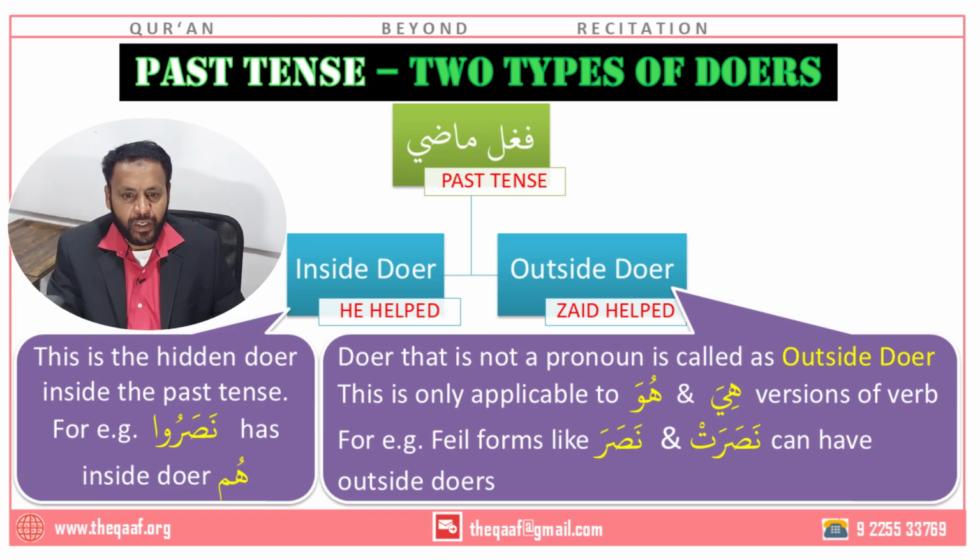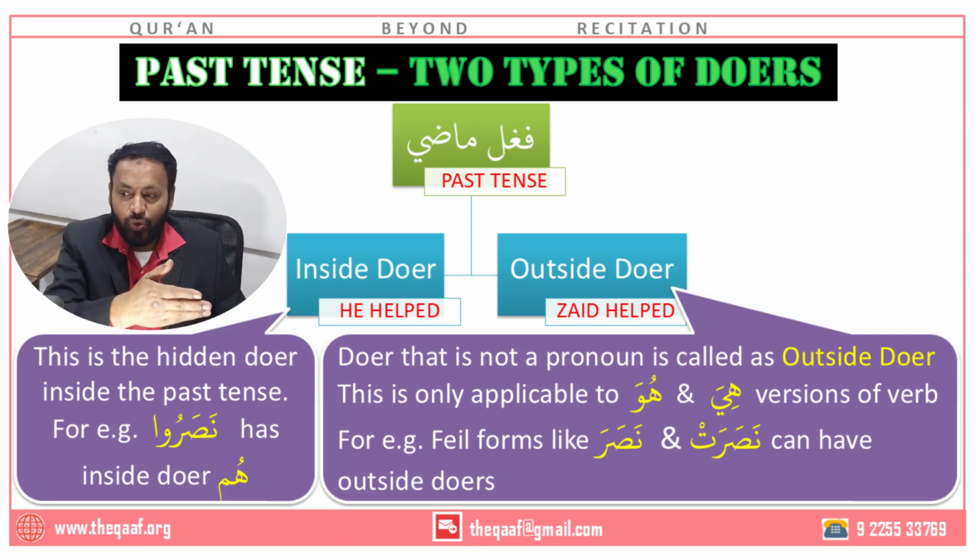Every verb in the Arabic language, in any language actually, but we are studying Arabic, so I am focusing on Arabic, has two types of doers. We are studying this with respect to the past tense. The first type of doer is called the inside doer, and there is another type called the outside doer. These are the two types. So what's an inside doer? Whatever we studied from yesterday and today are all examples of the inside doer, where the doer is a pronoun. The doer is inside the verb itself.